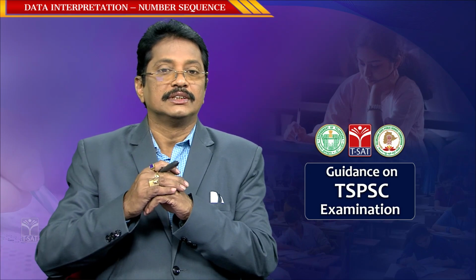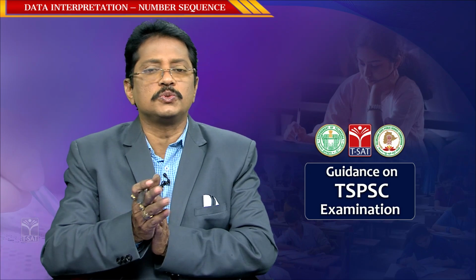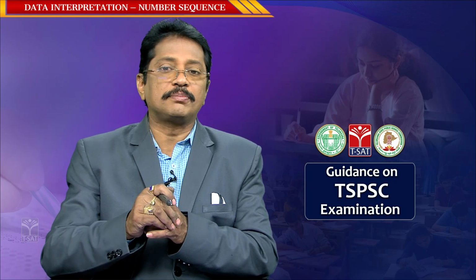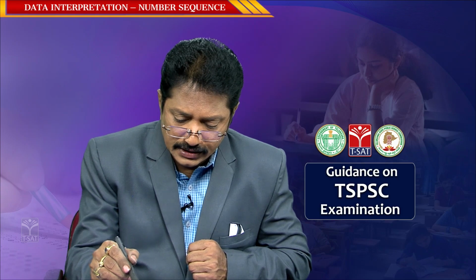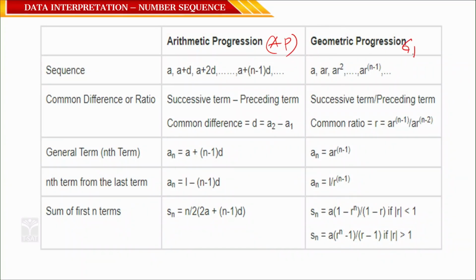Okay. Now, we will compare these two progressions, the arithmetic progression and the geometric progression. Of course, this is AP and this one is GP. Now, what is the sequence here? Generally, you can say A, A plus D, A plus 2D, up to A plus (n minus 1)D. Here, A, AR, AR square, up to AR to the power of n minus 1 and so on. That is a sequence.